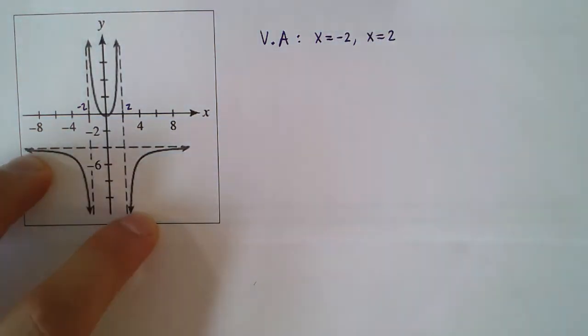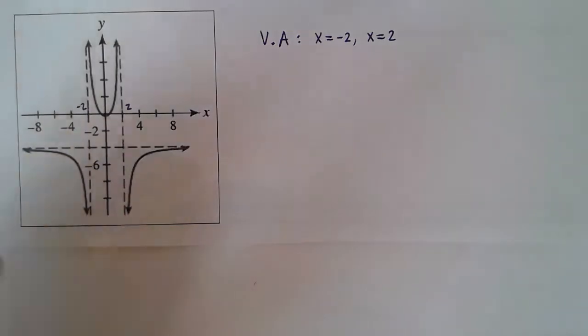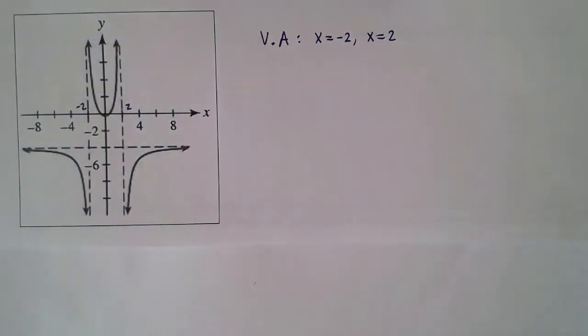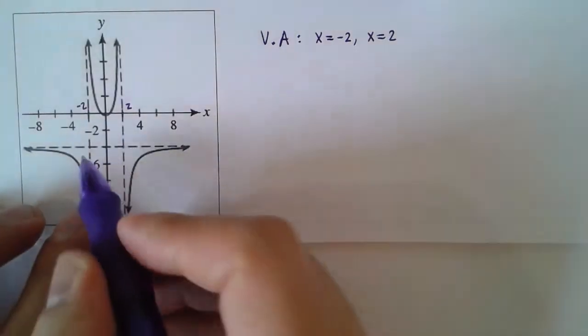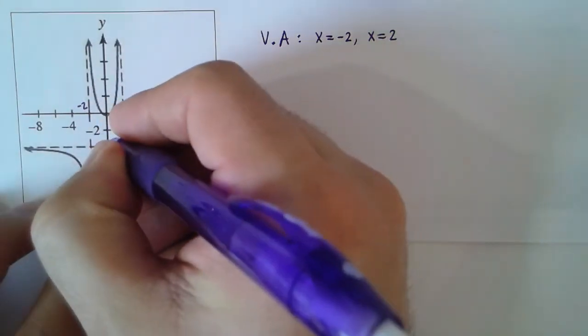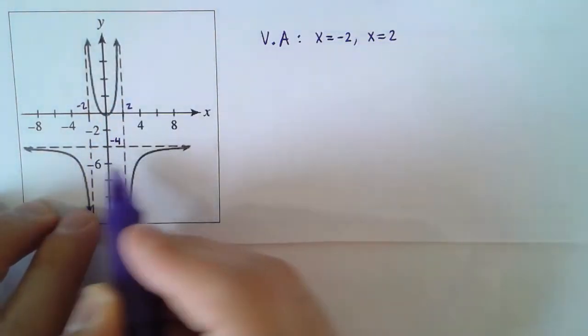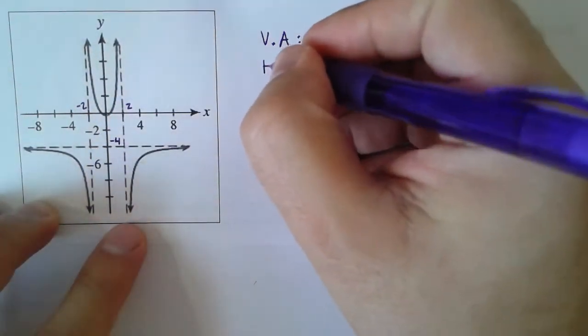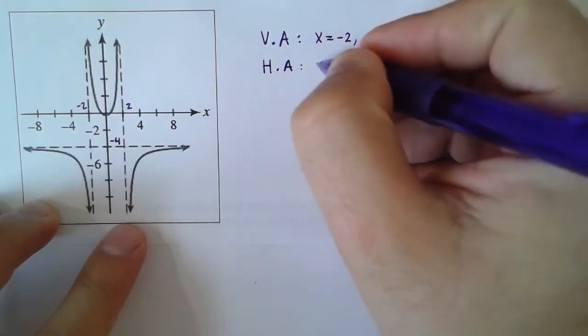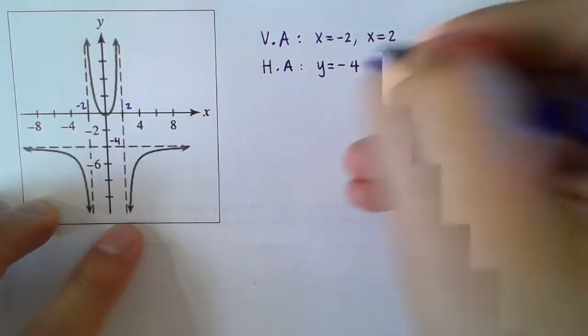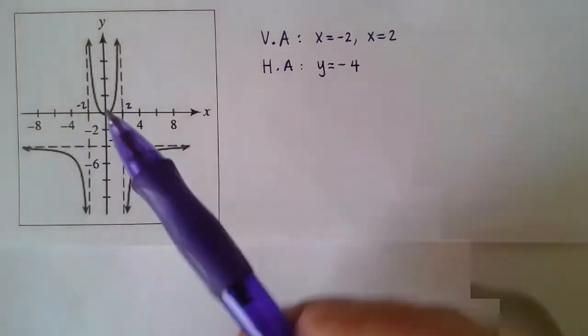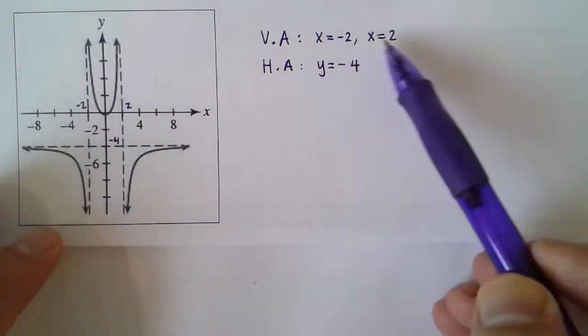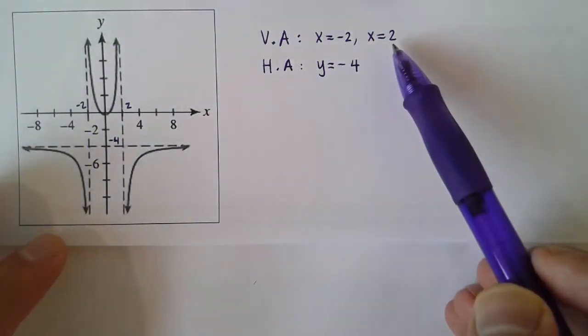Please write them as equations, because they're equations. If you say y equals -2, that's a completely different line. And here, the horizontal line that passes through -4 is going to be the horizontal asymptote. So the horizontal asymptote for this function is y equals -4. As you can see, the function is not defined at those two values, -2 and 2.